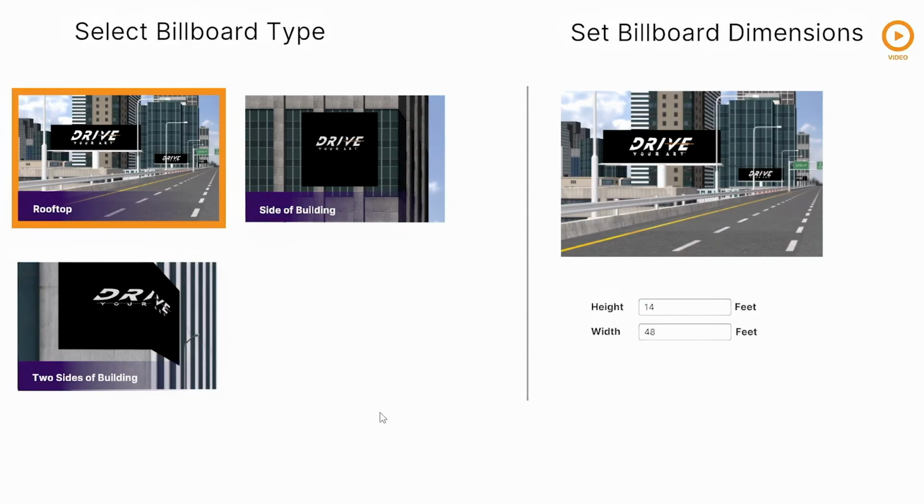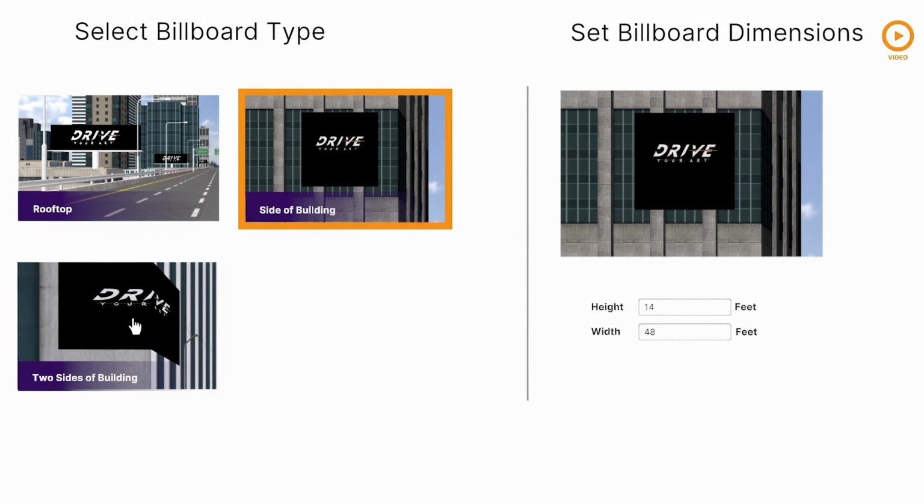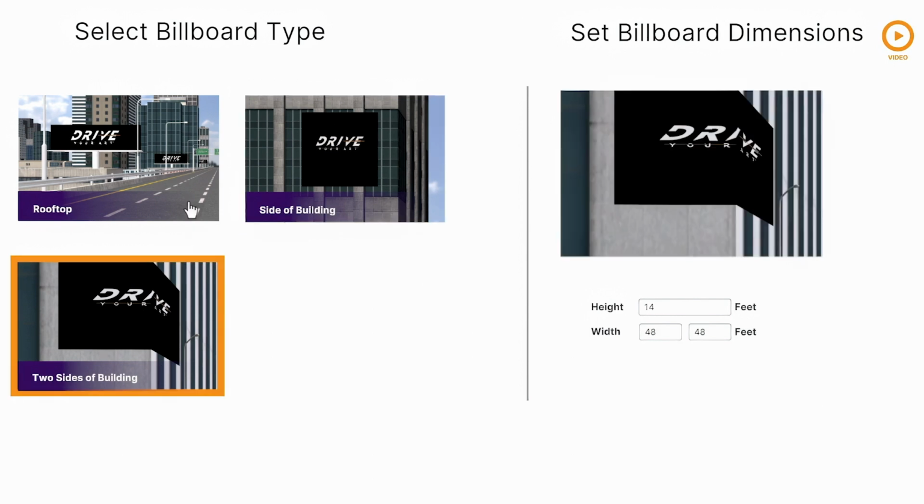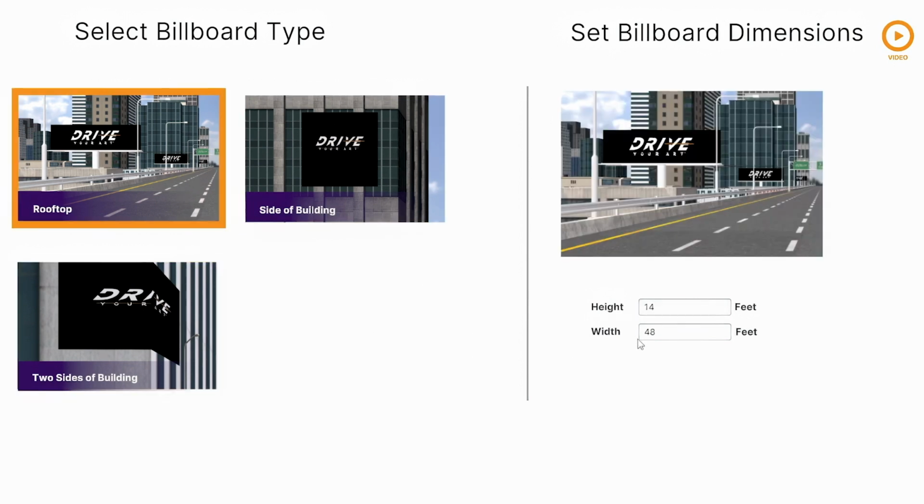Based on the environment selection you made on the previous screen, you will have various billboard types to choose from. Options may include a freestanding pole billboard, a side of the building display, a two-sided building setup, or a rooftop billboard. To start, select the type of billboard you want to use for your artwork.